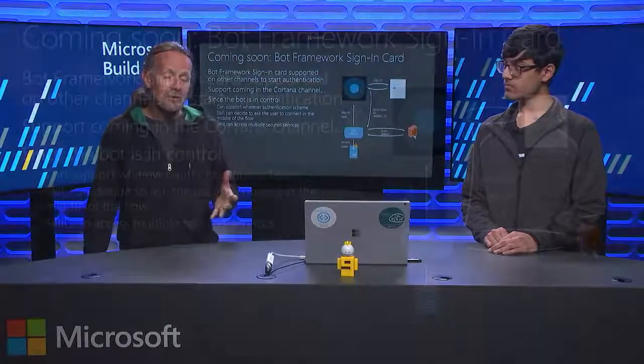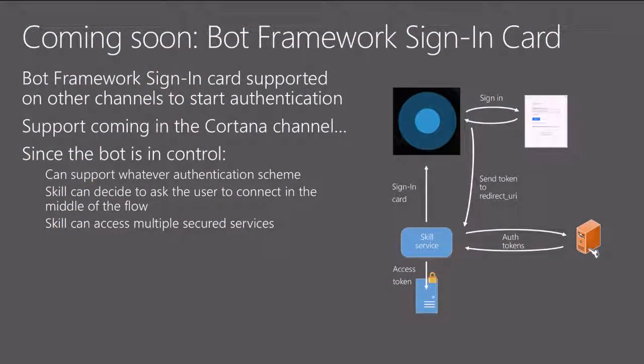There is more coming. It's not quite supported yet, but those of you who have worked with bots will be aware that there is a sign-in card that you can send back along the channel to cause a bot to trigger an authorization flow. So that will be supported in Cortana skills as well, not just today, so we'll follow up with that when the support for that comes through.